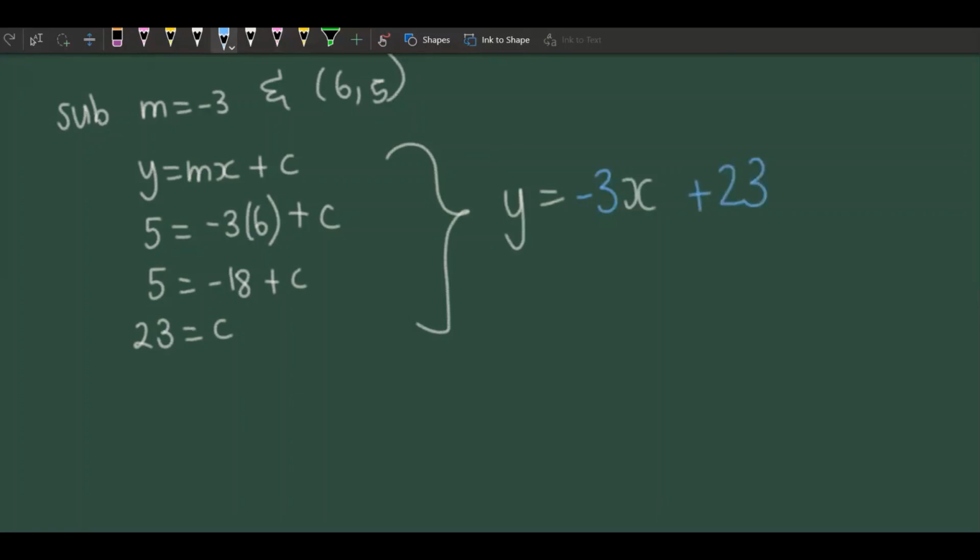Please have a look at these questions very carefully and make sure you understand how to get the equations for each one of them.